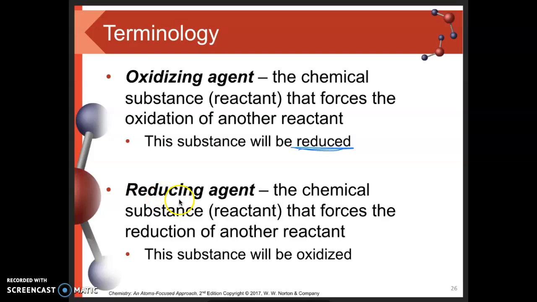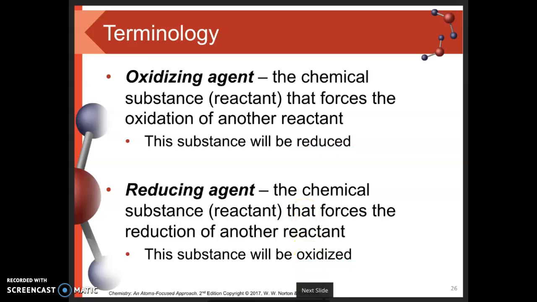And on the flip side, a reducing agent is forcing the reduction of something else. So a reducing agent is forcing something else to take electrons. Well, where do those electrons come from? Well, they come from the reducing agent itself. And so the reducing agent gets oxidized in the process. So it seems kind of backwards, but in reality, it's very sound. The idea that an oxidizing agent is going to gain electrons because it is forcing something else to lose them, and a reducing agent is going to get oxidized because it's forcing someone else to take their electrons, does make good sense if you think it all the way through.